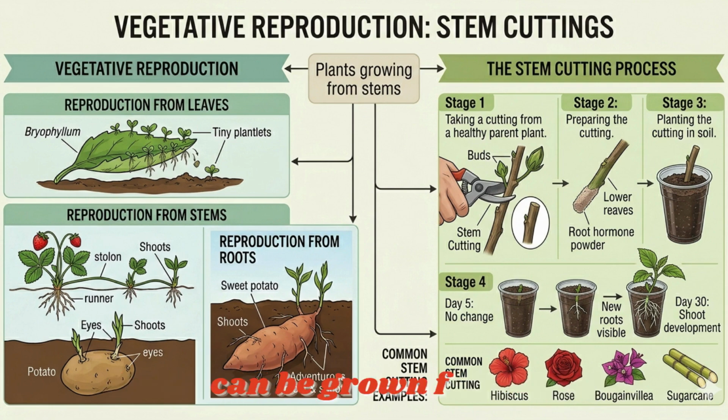Sometimes a plant can be grown from pieces of stem. These pieces have one or two buds on them. These pieces are known as stem cuttings. When this cutting is put into the soil, a new plant grows after some days. Plants like hibiscus, rose, bougainvillea and sugarcane are generally grown by taking their stem cuttings.